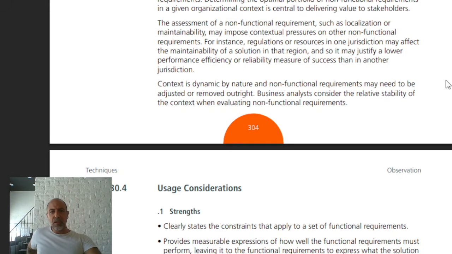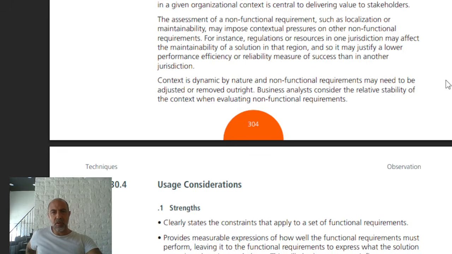What am I reading here? Regulations or resources in one jurisdiction may affect the maintainability of a solution in that region. So it may justify a lower performance efficiency or reliability measure of success than in another jurisdiction. Yeah, so non-functional requirements basically shift locally. Is that what they're trying to say?